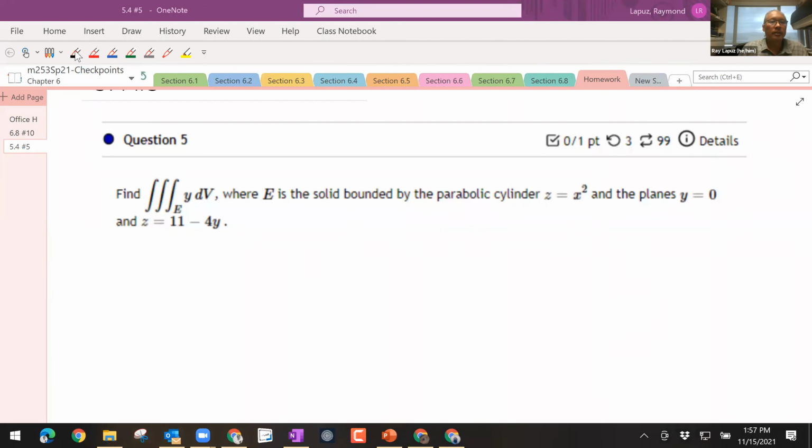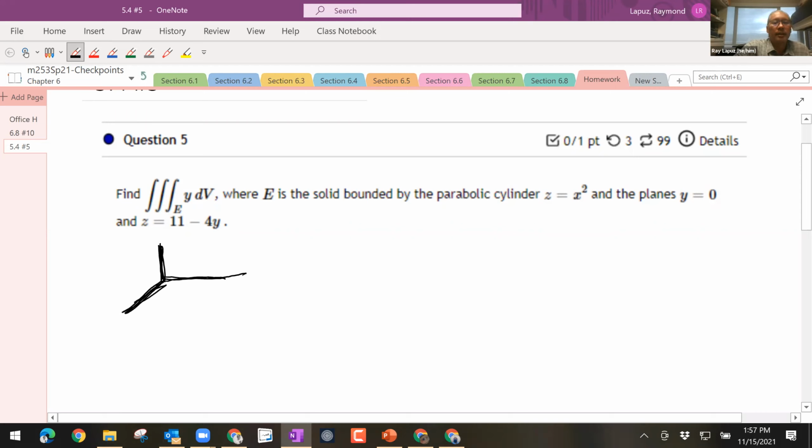All right, first thing we want to try to do is visualize this. I know it's kind of difficult to visualize things in 3 dimensions, but we have to get a handle on all those different types of surfaces that we've already studied.